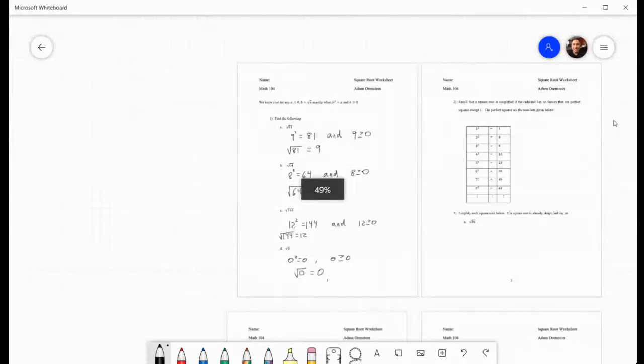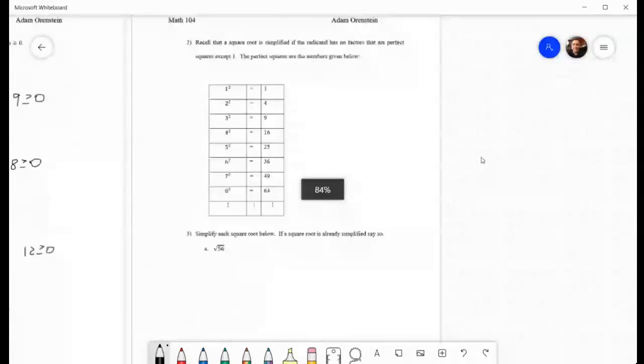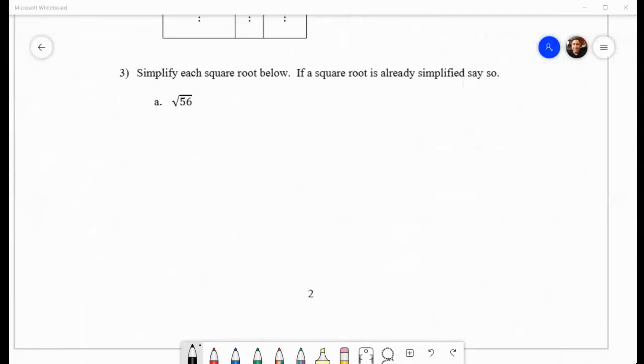Let me just zoom in to get it. All right, anyway, so for 56, it may not be obvious at first if it's simplified or not. Okay, so let's list some factors. We have 56. Wait, let me write it out. So here are the factors of 56.